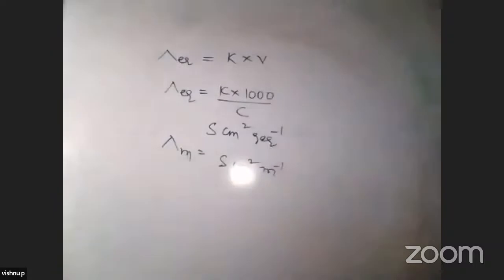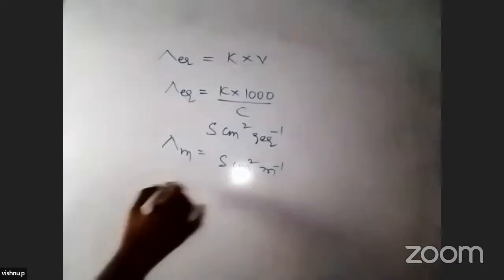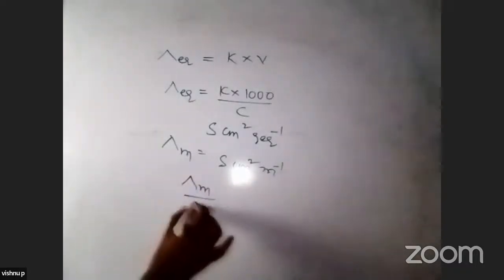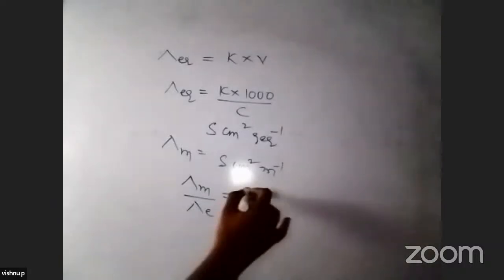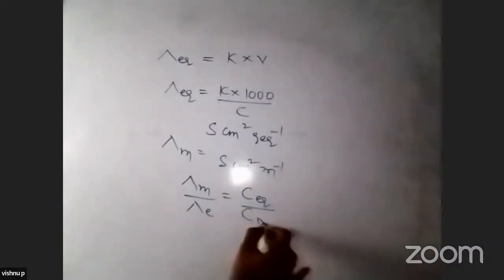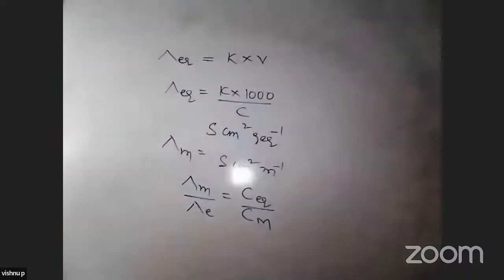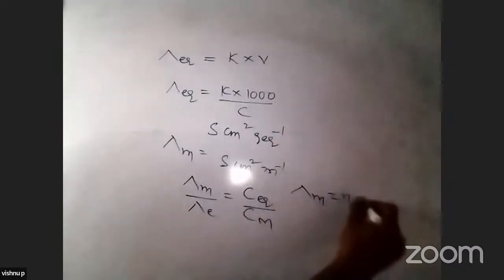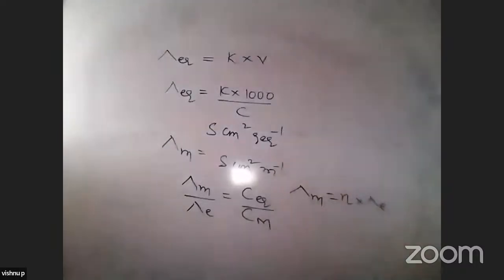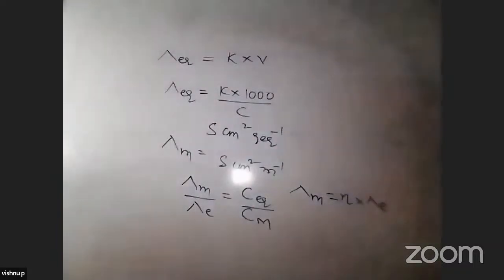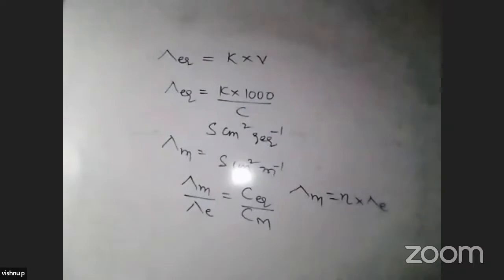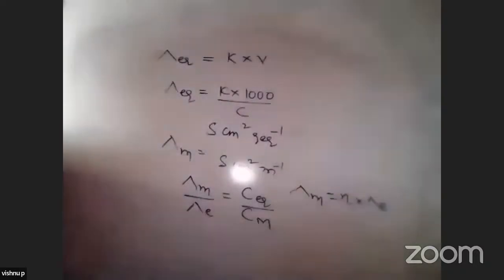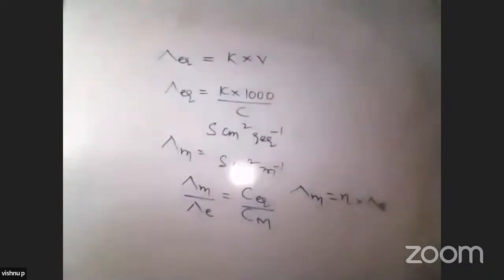So what is the difference between molar conductivity and equivalent conductivity? Molar conductivity by equivalent conductivity is equal to concentration according to normality by concentration according to molarity. Or molar conductivity is equal to n factor into equivalent conductivity. This is the relation between molar conductivity and equivalent conductivity of that electrolytic solution.